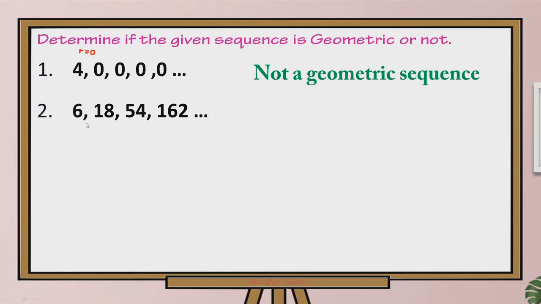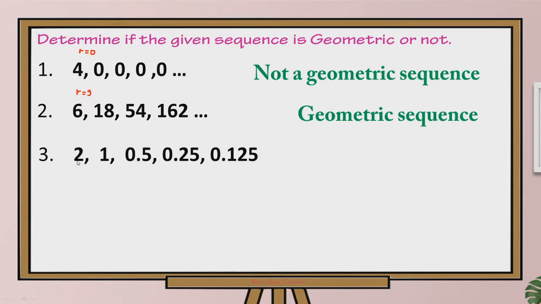So, let's take a look at number 2. We have 6, 18, 54, and 162. So, if we're going to get the common ratio, i-divide lang natin 18 divided by 6. That would be, the common ratio is 3. So, 3 times 18, kaya nakuha natin ang 54. And 54 times 3, kaya nakuha natin ang 162. Therefore, yung number 2 na sequence ay isang example ng geometric sequence.